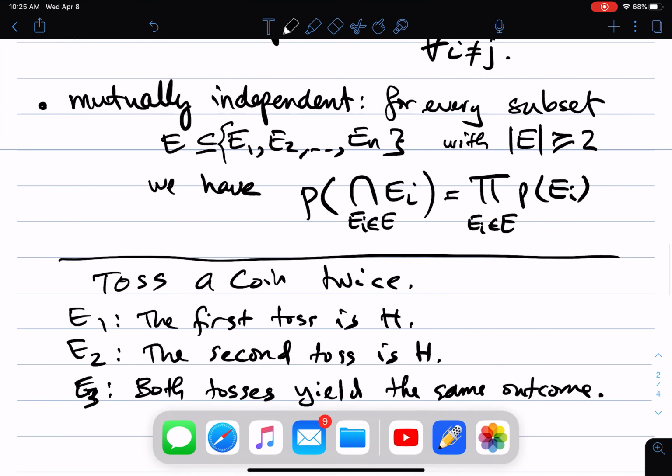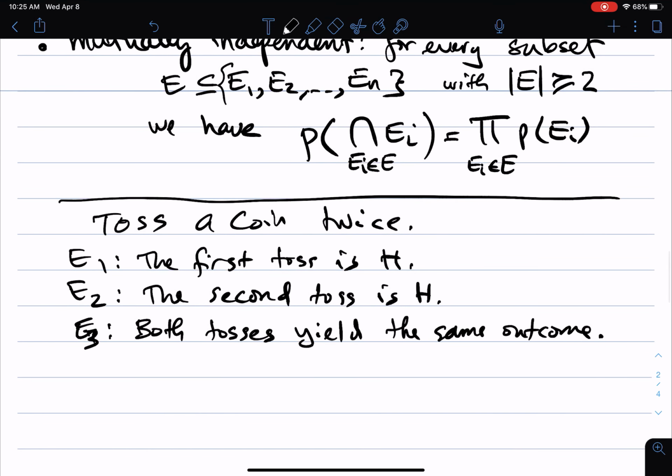If you think about these, they are pairwise independent, but they are not mutually independent in this case. You can do the math. You will find that the joint probability of any two of them is going to equal the product of the two probabilities. But when you look at the three-way probability, the probability of the intersection of E1 and E2 and E3 in this case, it's not going to be equal to the product of the three probabilities. So this is an example of three events that are pairwise independent, but they are not mutually independent.